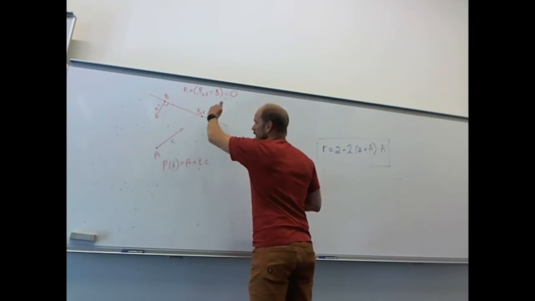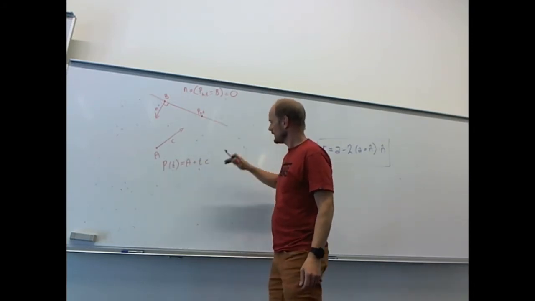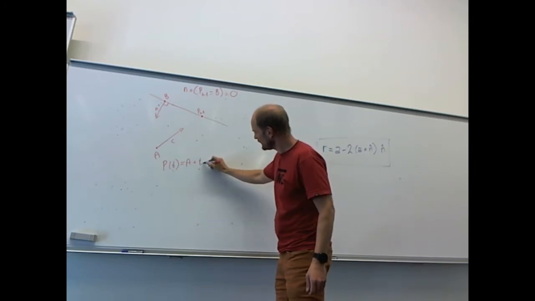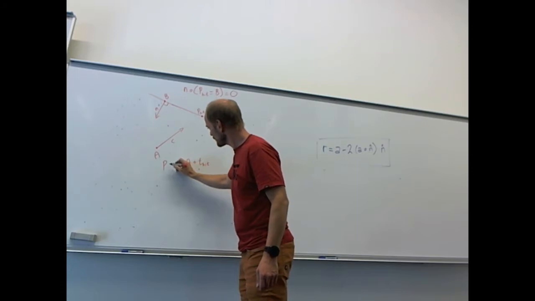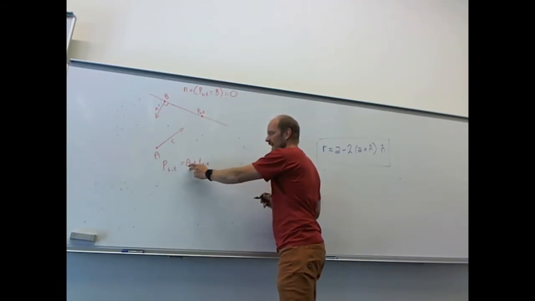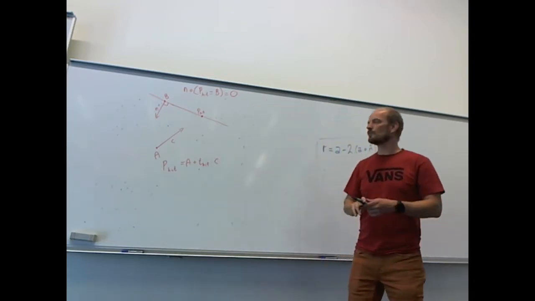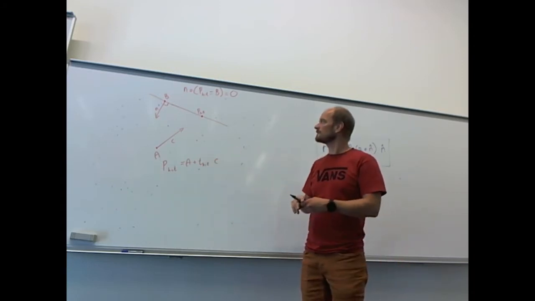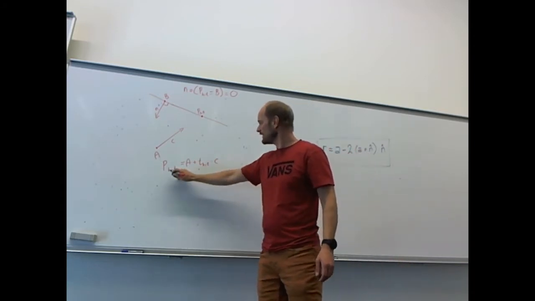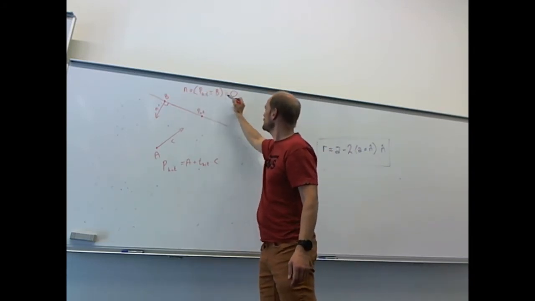If it's on this line, then we know that there is some t that will yield that result. So we're going to call that T hit, and we're going to call this P hit. So P hit equals A plus T hit times C. Now we're looking for a particular value for the parameter, not just some t, but T hit. So P hit equals A plus T hit times C, and n dot P hit minus B equals 0.